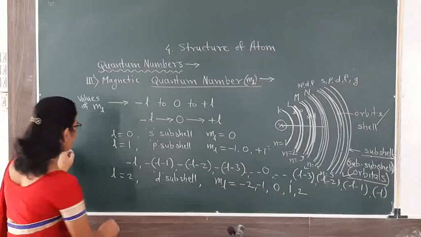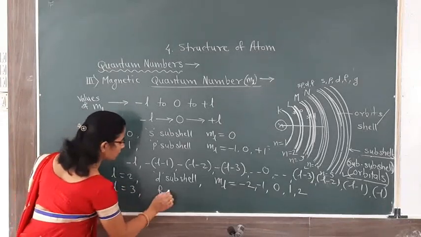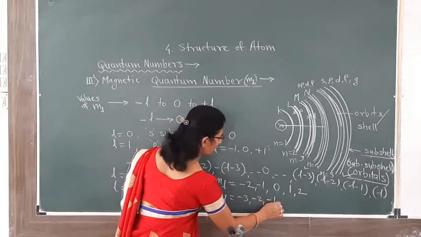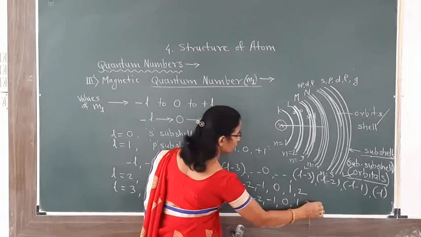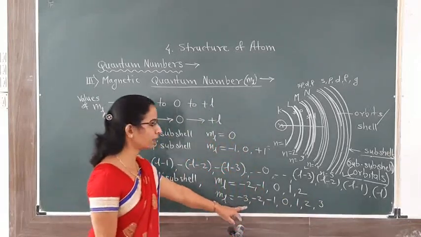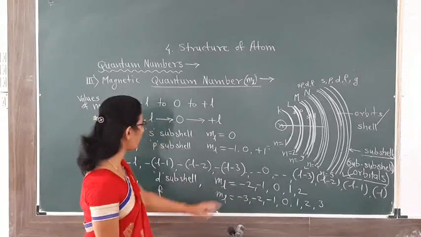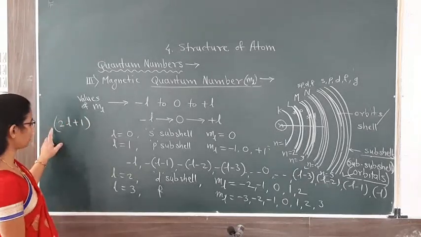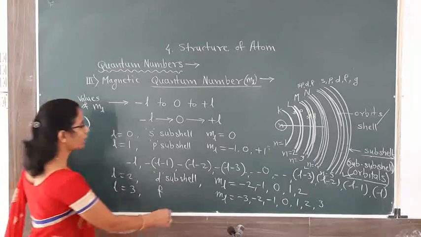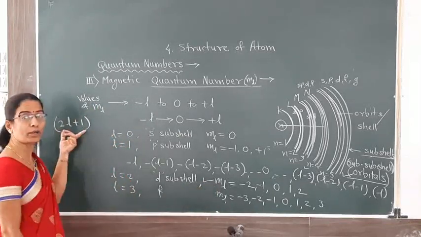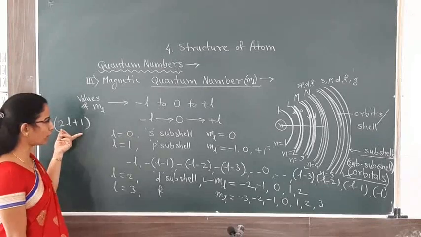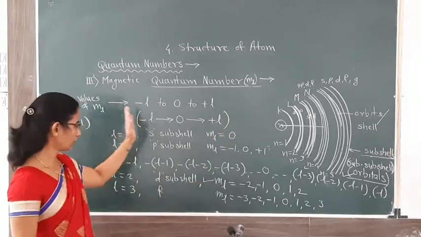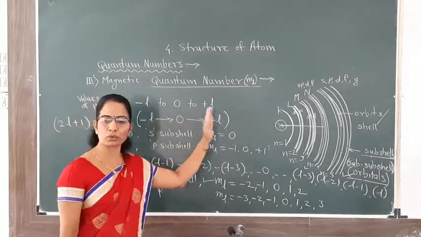In this way, for L is equal to 3, that is for the f subshell, the values of ml are minus 3, minus 2, minus 1, 0, 1, 2, 3. Means how many values are there? Here 7 values. For the d subshell there are 5 values. So these values are indicated by the formula 2L plus 1, and they range from minus L to 0 to plus L.